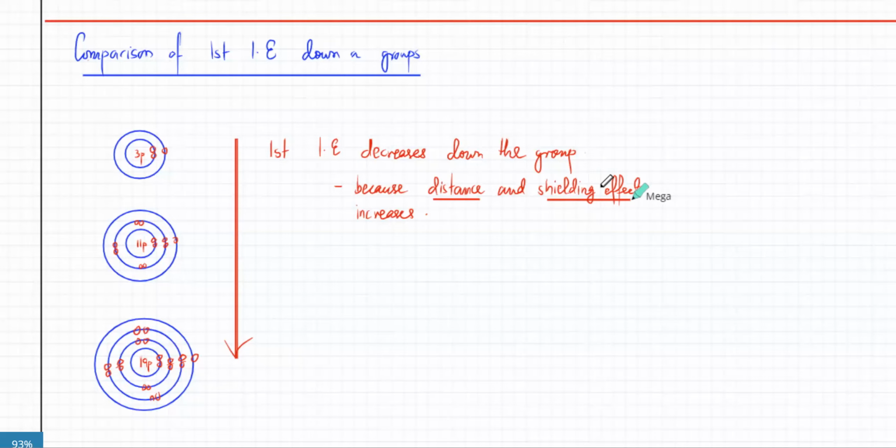So ionization energy decreases down the group because distance and shielding effect increases, despite the fact that protons or nuclear charge increases. So always write this extra point, and always mention this third factor as well, which is going against that. Despite the fact that nuclear charge increases, electron removal always becomes easier.